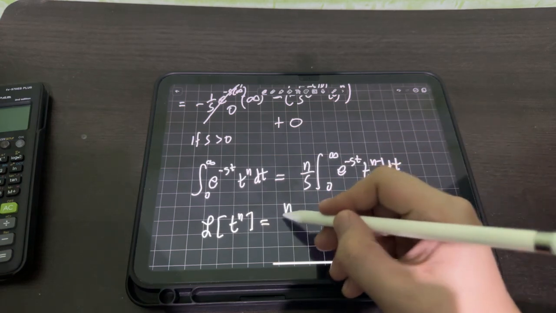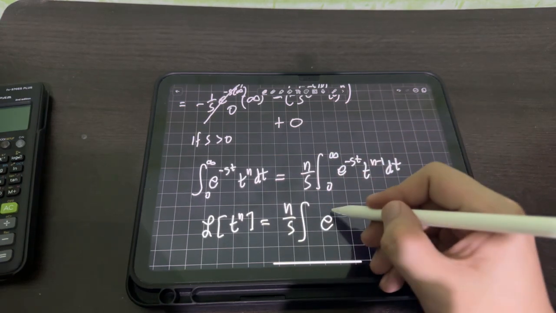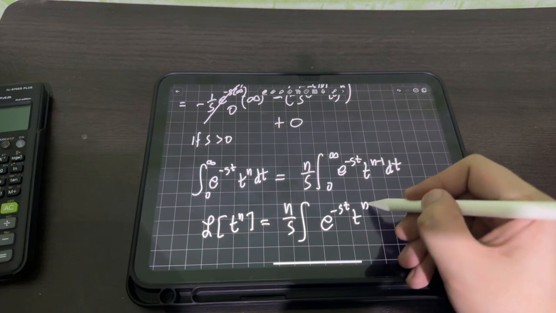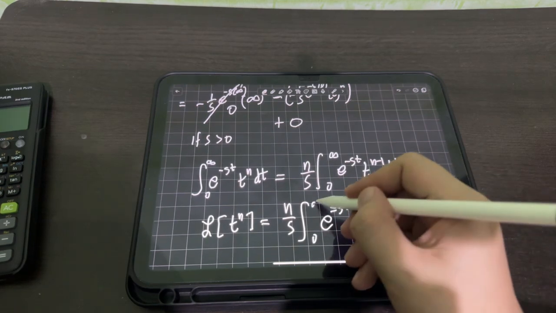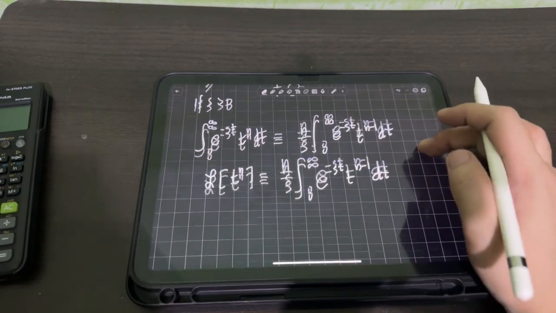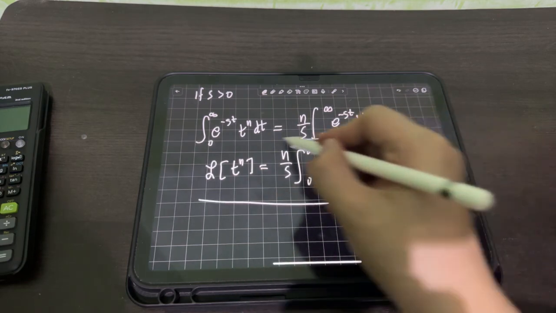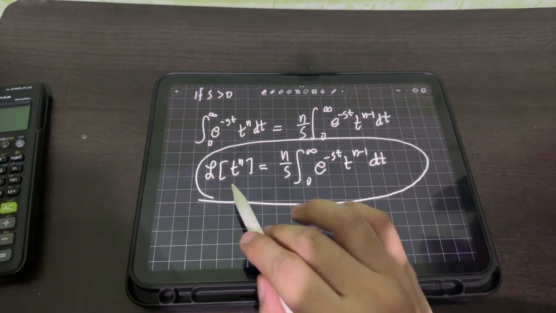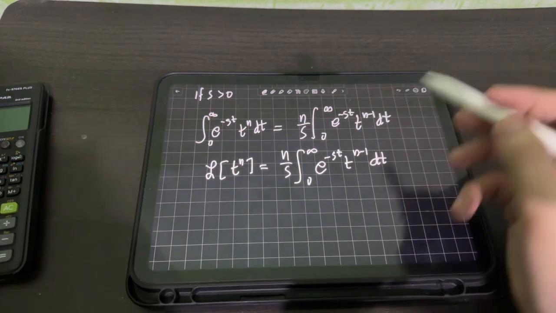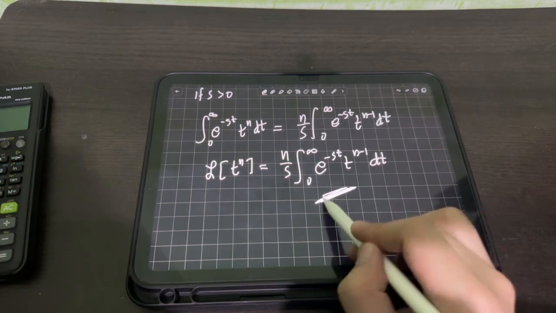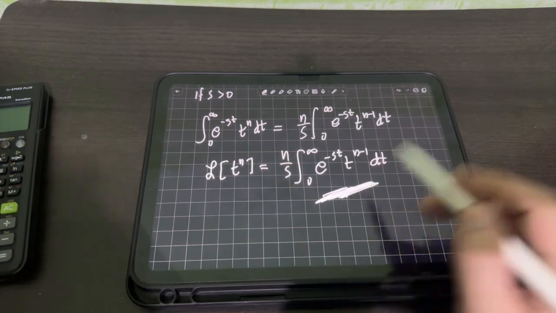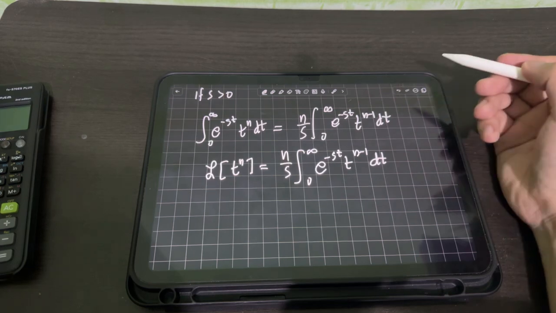Which is equal to n over s integral of e to the negative st t to the n minus 1 dt from 0 to infinity. So this will be the formula for the Laplace transform of t to the n if we just use the definition, okay, of Laplace transform.